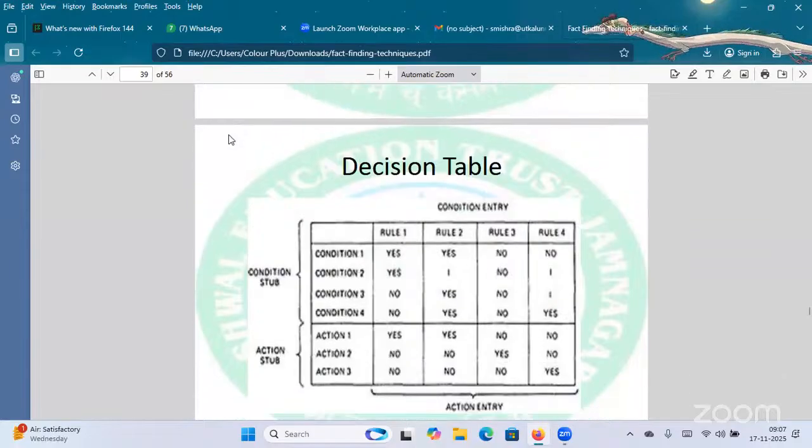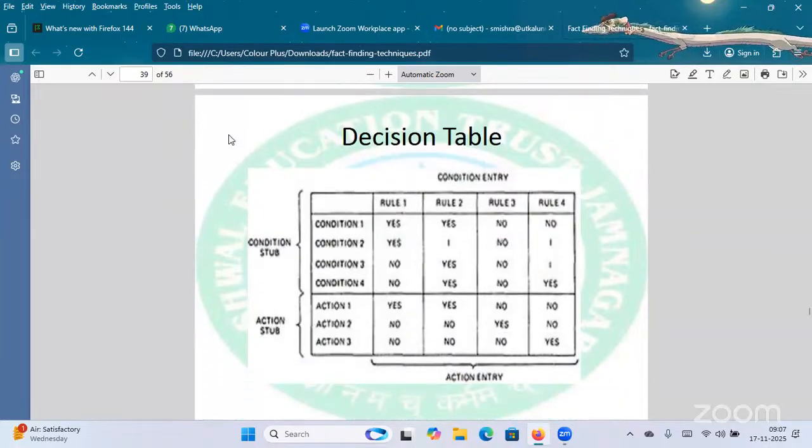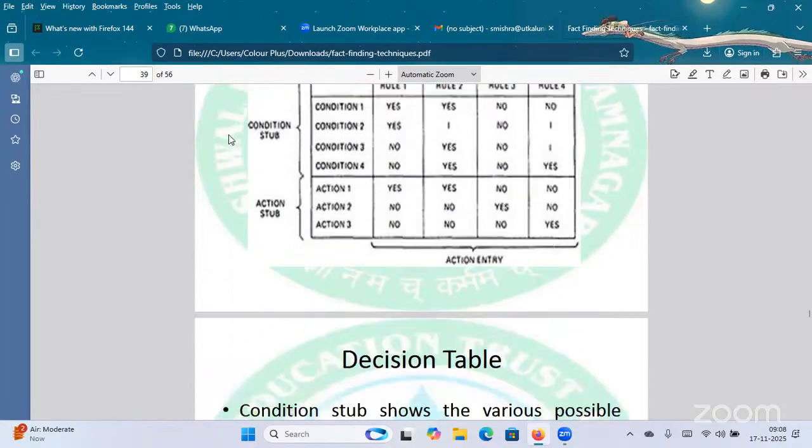This is an example of a decision table. That is condition stub, condition entry, then action stub. Condition 1: rule 1 yes, rule 2 yes, rule 3 no, rule 4 no. Then action 1, that is yes, yes, no, no, like this. So this is the action entry and condition entry. That is the decision table.